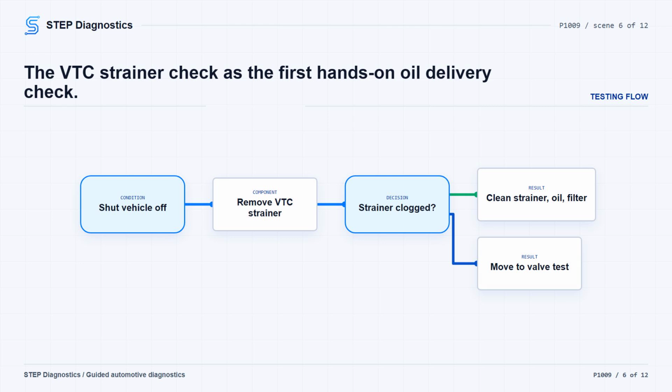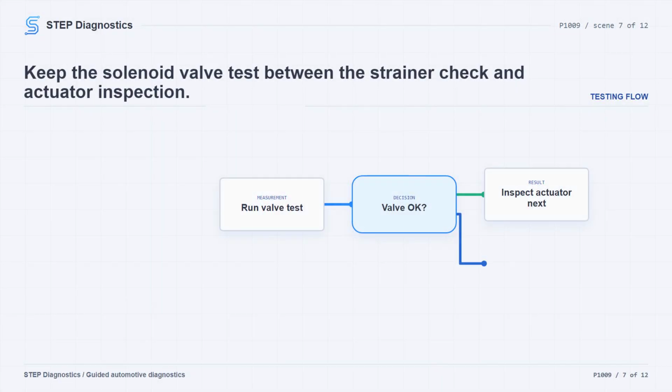If the strainer is not okay, clean the VTC strainer. Replace the engine oil filter and the engine oil. Then go to repair verification. With the strainer ruled out, test the VTC oil control solenoid valve.